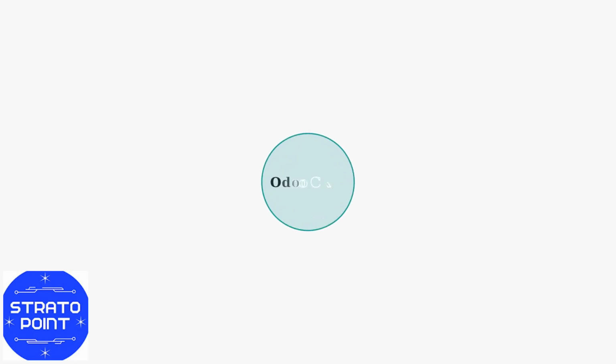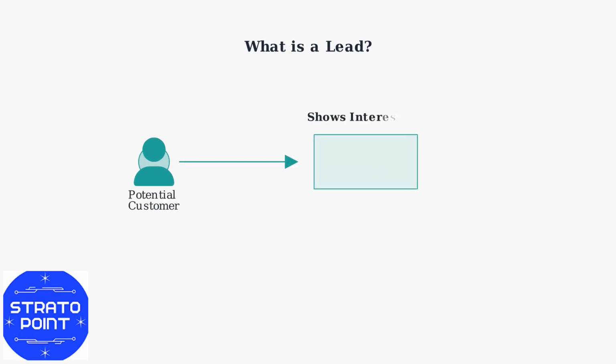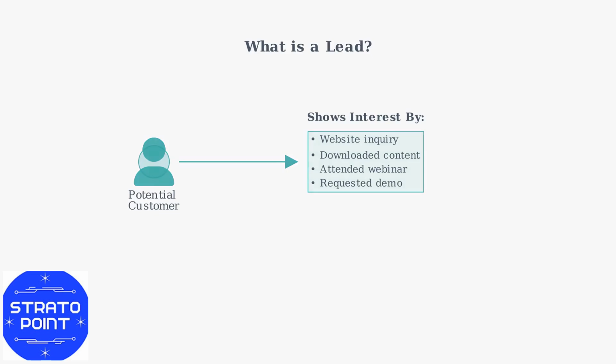Odoo CRM is a centralized platform designed to manage customer data, track interactions, and streamline your sales process. It serves as your command center for all customer-related activities. The system focuses on managing leads, tracking opportunities, and efficiently closing deals.